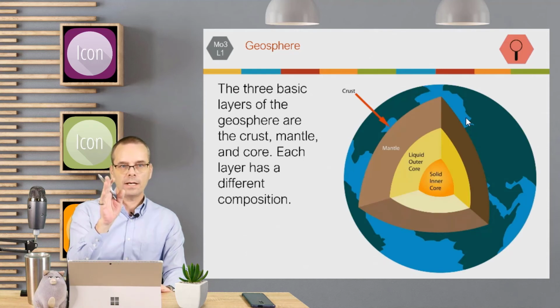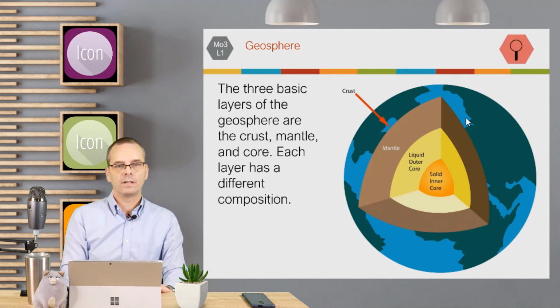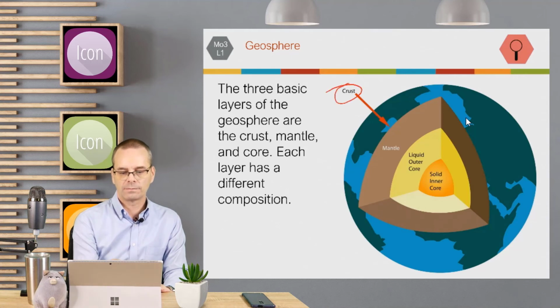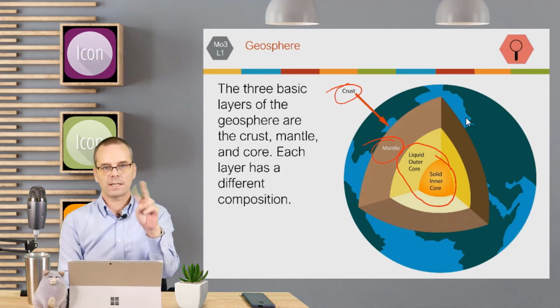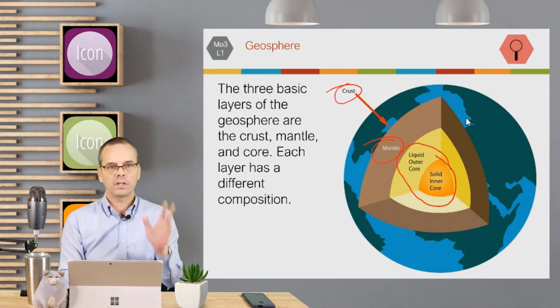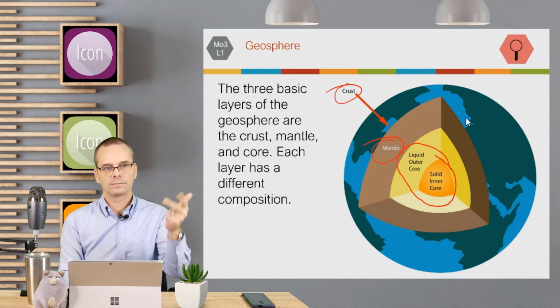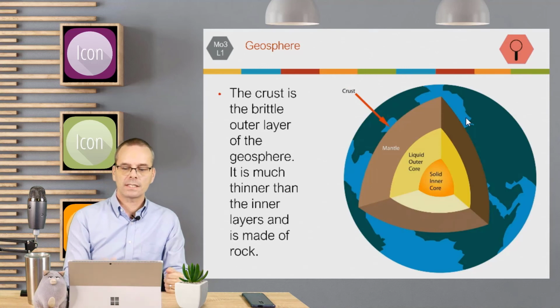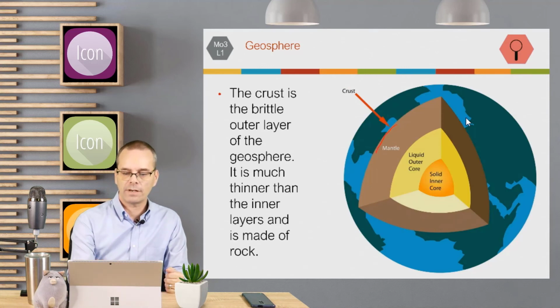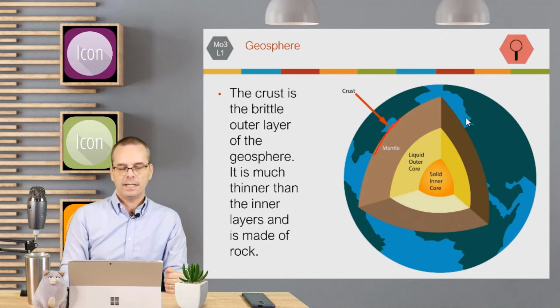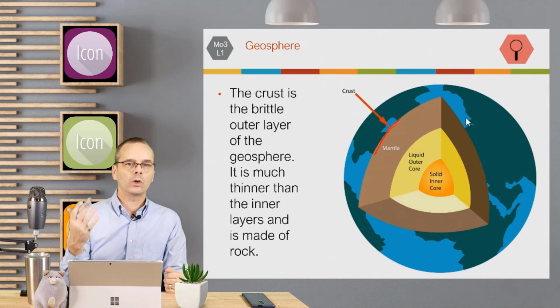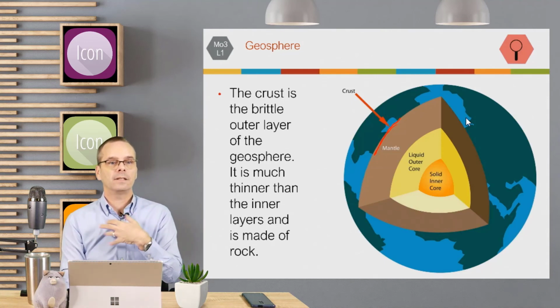Now, there are three basic layers of the geosphere. They are the crust, the mantle, and the core. Now, the core can be separated into two, inner and outer. But the three big ones are crust, mantle, and core. Now, the crust is the very thin outer layer, and it's made up of the soil and some rocks, etc. And we call that the crust. It's what we can see. It's the Earth's surface.